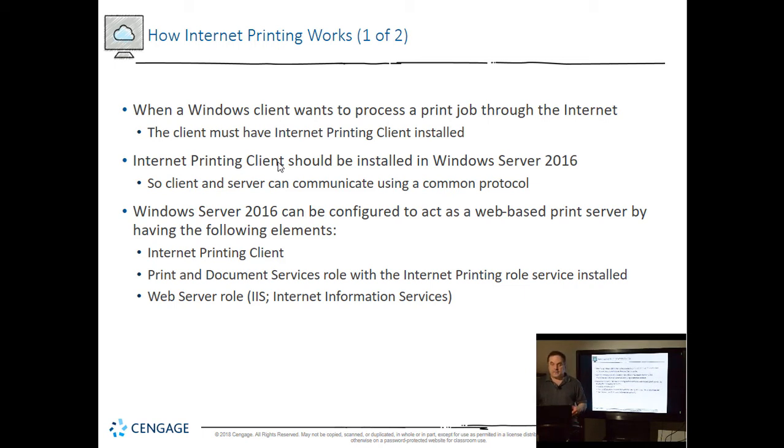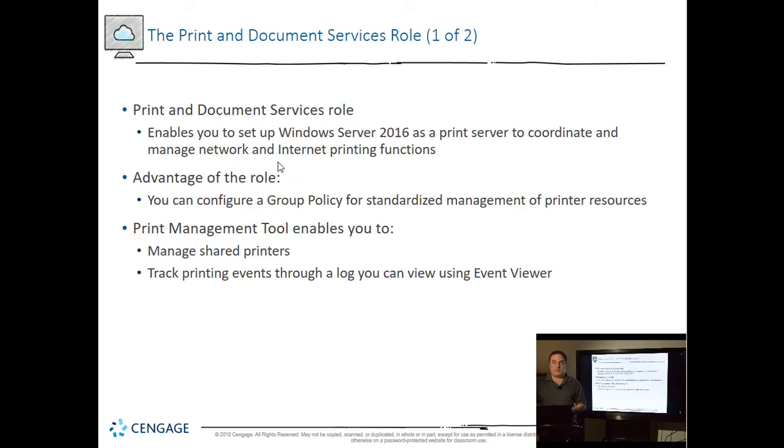2016 can be configured to act as a web-based print server. So you've got the Internet Printing Client, Print and Document Services role must be installed, and you also need to install Internet Information Services, which is the web server piece of the server. So as soon as you install the Print and Document Services with the Internet Printing role, IIS will automatically install with it, and it will pre-configure itself to a certain degree. You may have to still do some things on top of that.